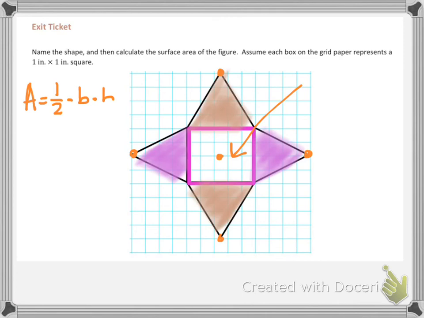And when you find the areas of all 5 of those shapes, 4 triangles and 1 rectangle, and you add them together, you should get the area of the entire surface, or the surface area of this shape.